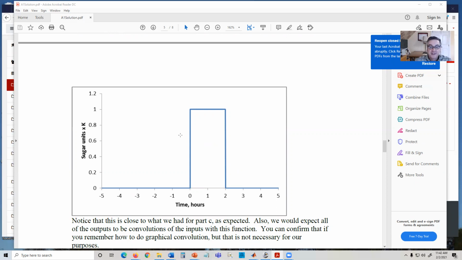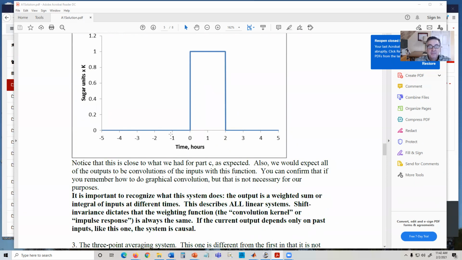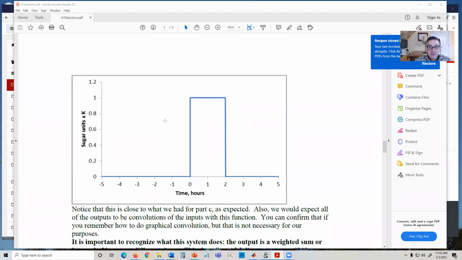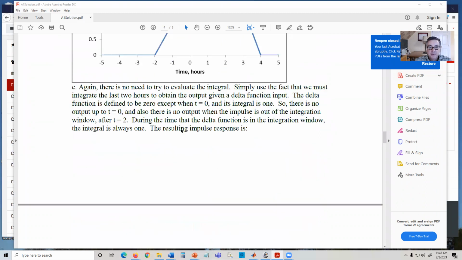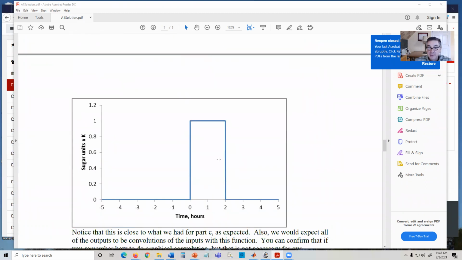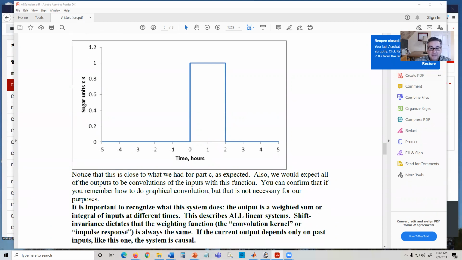Okay. All of these other outputs, by the way, are convolutions of the input with this function, but we didn't do it that way, right? We didn't try to sit down and do convolution. We sort of did, okay? But that's not the point, right? Some of the points are here in bold.